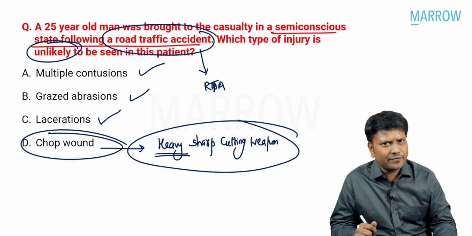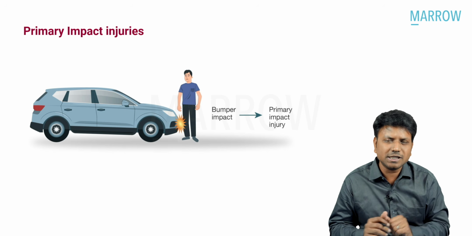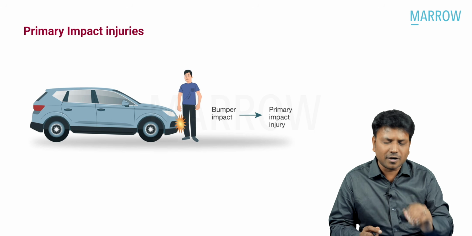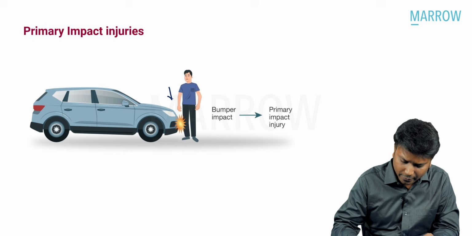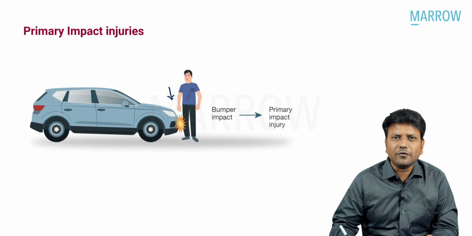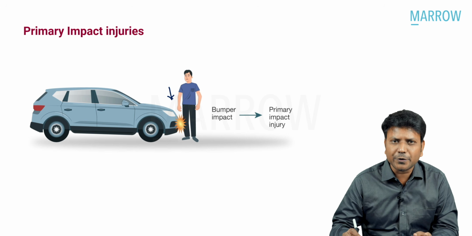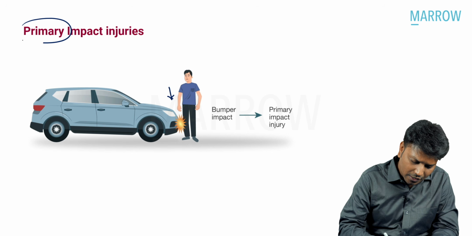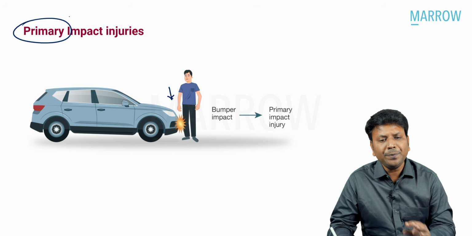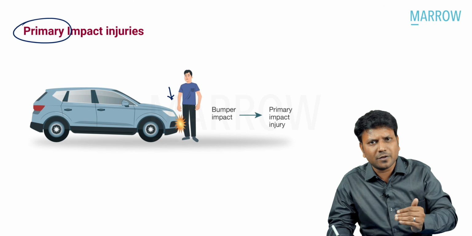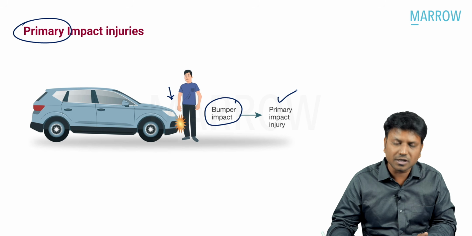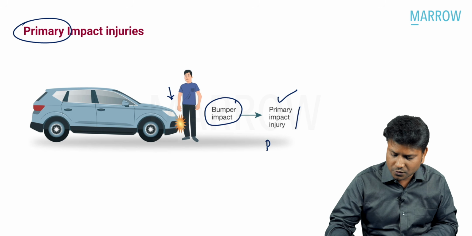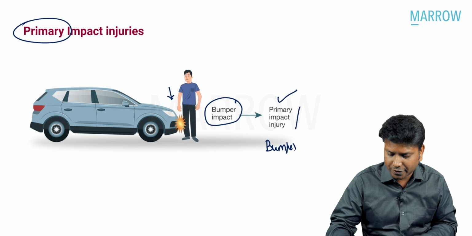Now coming to road traffic accident as such. Imagine that this is an RTA where the pedestrian is hit by a car. The first impact with the vehicle produces injuries called primary impact injury. Usually the most protruding part of the vehicle will come and hit the person. That is usually the bumper. We get what is called bumper injury, which is also the primary impact injury.